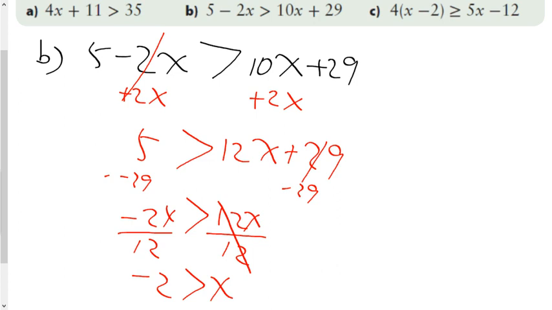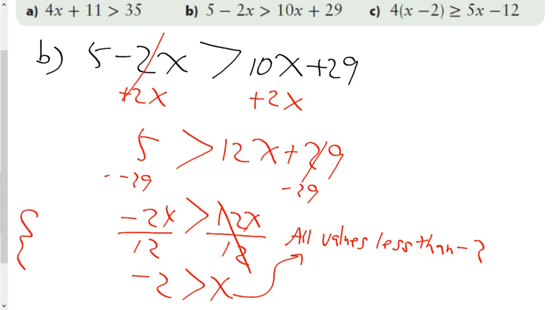So my answer, when I read this, will be all values less than negative 2. That's what this says. All values less than negative 2. My set of values that that's valid for, numbers that are less than negative 2, would be negative 3, negative 4, and negative 5. Those are my first whole number integers that are valid.